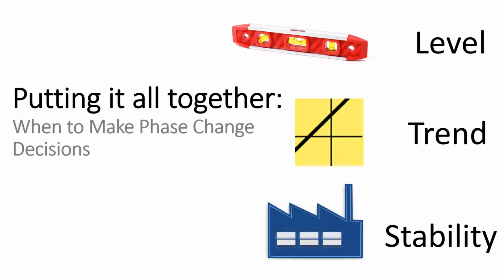So far, we have presented three basic properties of graph data that are used for conducting visual analysis: level, trend, and stability. In the final section, we offer a few guiding questions for putting it all together to help inform phase change decisions. The guidelines presented are a guide and should not be viewed as absolute or inflexible rules for interpreting graphic data or making phase change decisions, but as general guiding principles to help inform and support educators' phase change decision-making. Educators should also consider the individual student, the context of the classroom, the designed intervention, as well as ethical considerations when making phase changes.